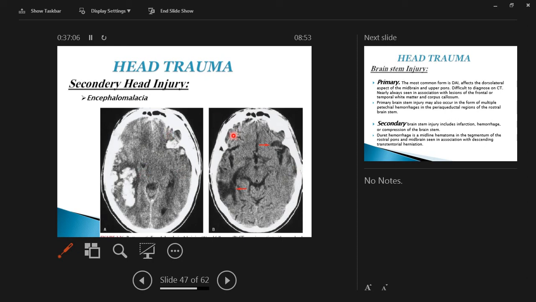Another secondary head injury, this is encephalomalacia, which are areas of low attenuation and of volume loss that occur as a result of previous injury. The site corresponds to the previous site of injury with these areas of low attenuation and volume loss.